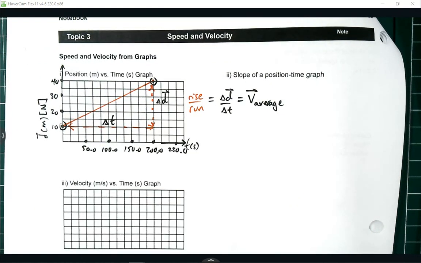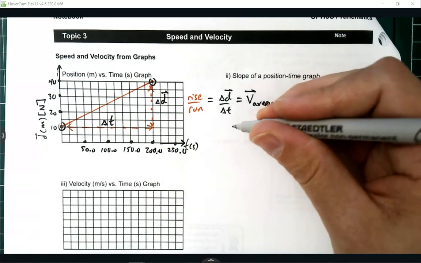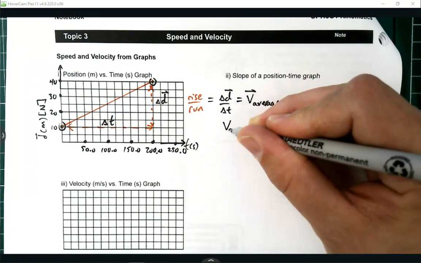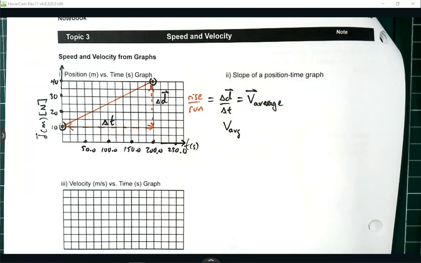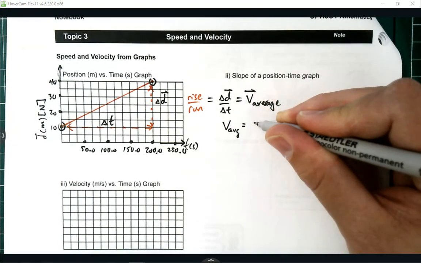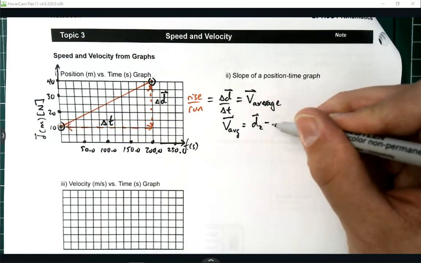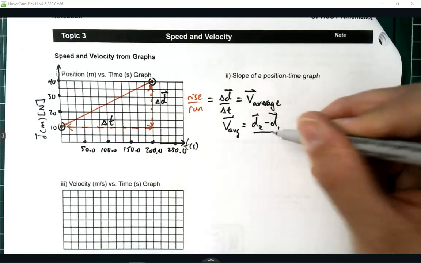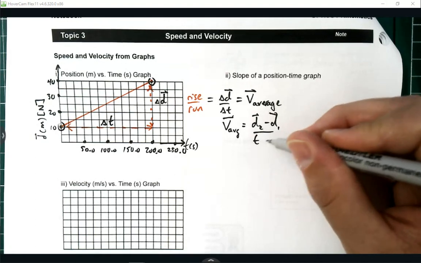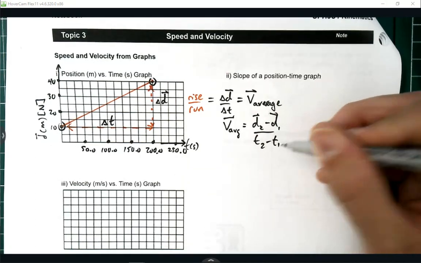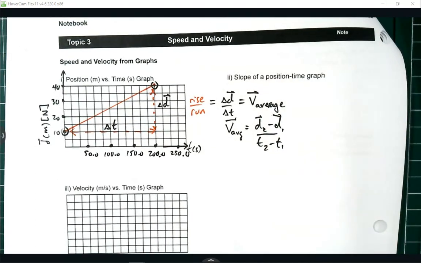What we know from the way rise over run works is that this V average, I'll short form it as VAVG, V average could be written as D2 minus D1 over T2 minus T1. And we could sub in values.